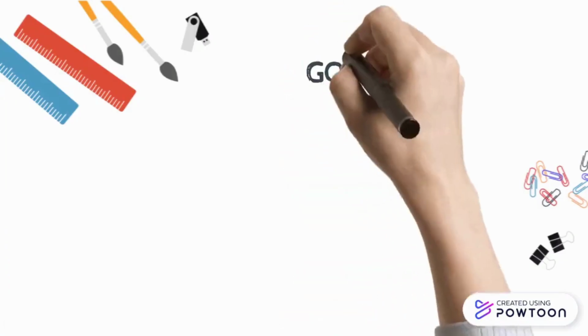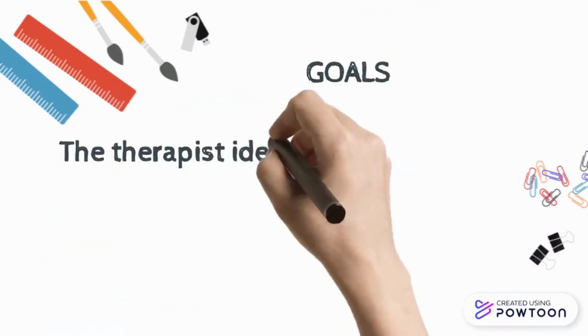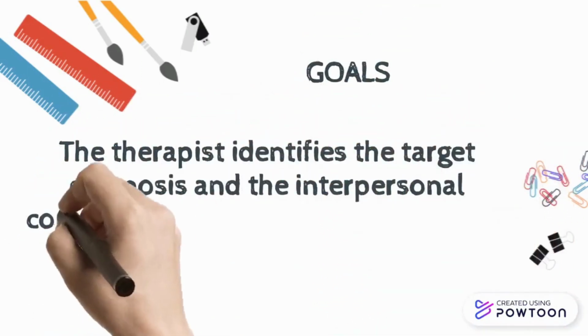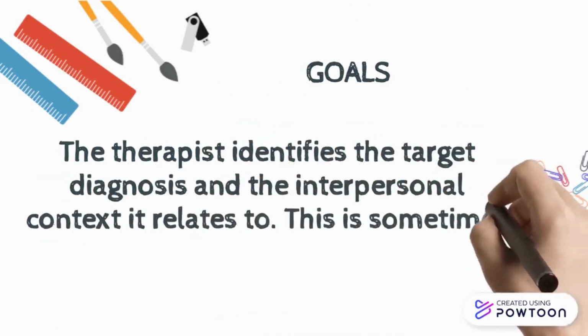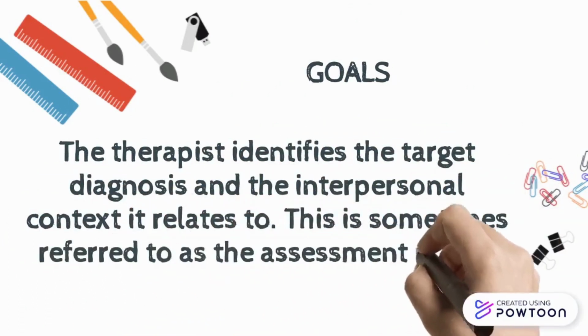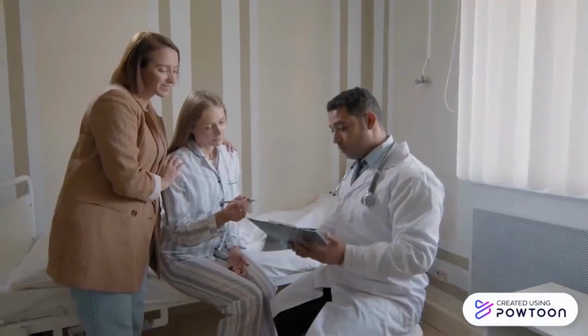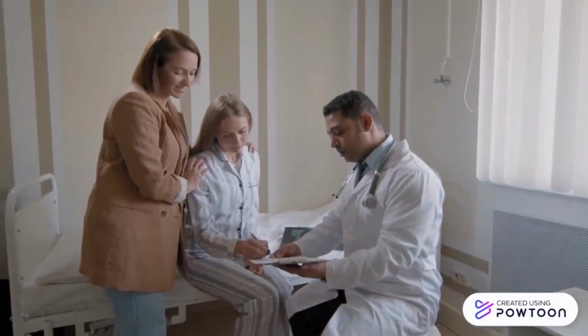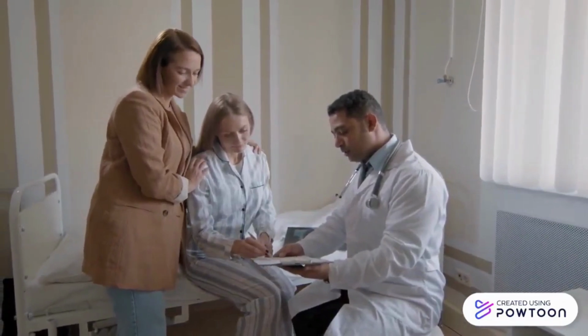Goals: the therapist identifies the target diagnosis and the interpersonal context it relates to. This is sometimes referred to as the assessment phase. In this phase, the therapist gets consent from the patient to proceed with IPT and conducts an interpersonal inventory.